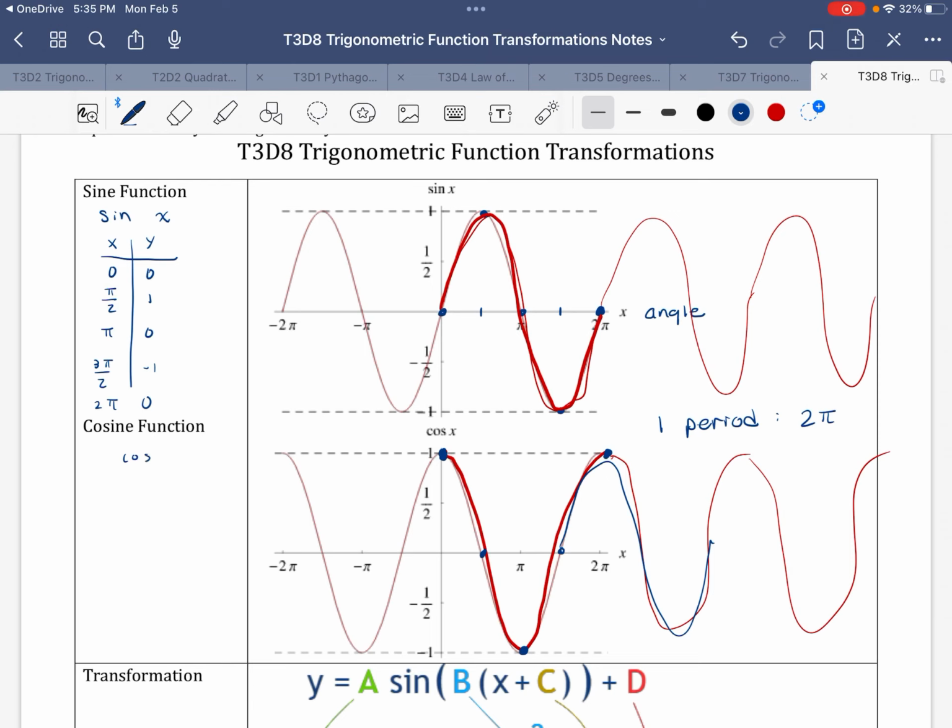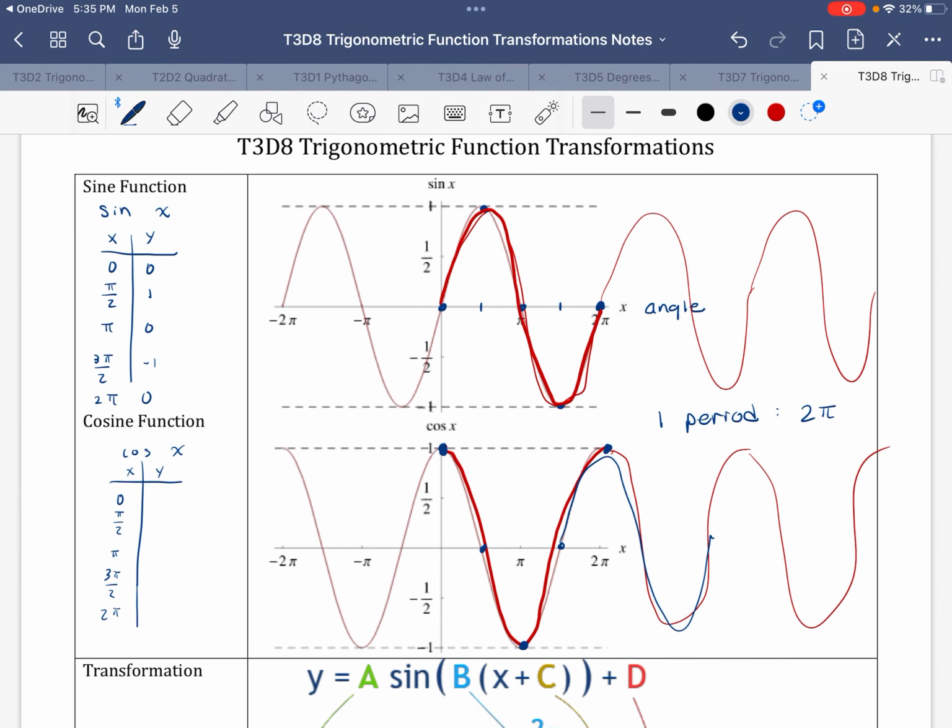If we do the same thing for cosine of x and y at 0, pi halves, pi, 3 pi halves, and 2 pi, we would get 1, 0, -1, 0, 1. Okay, we can calculate those both from our calculator and also from our unit circle.